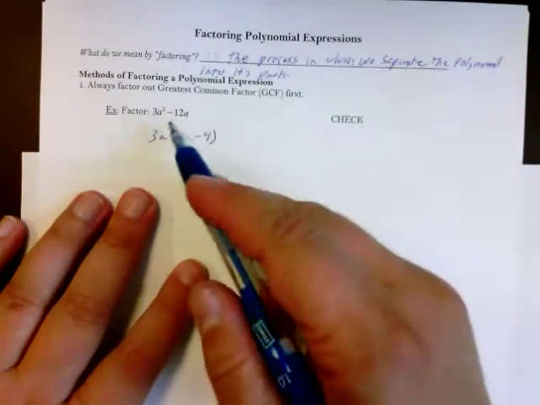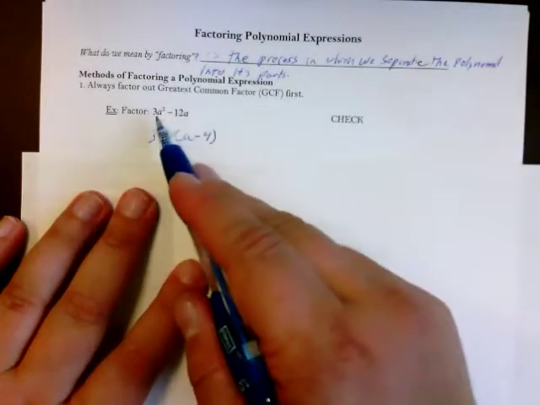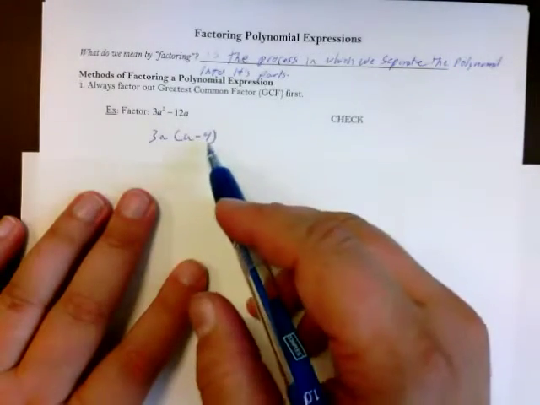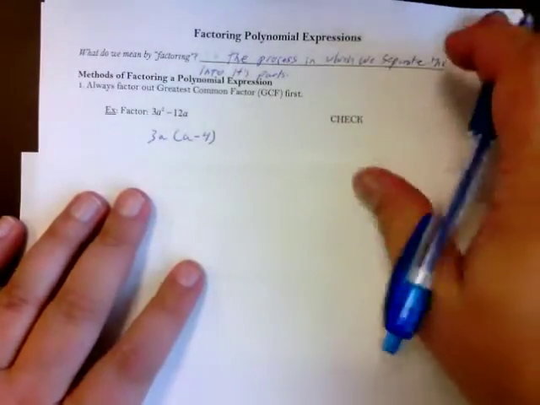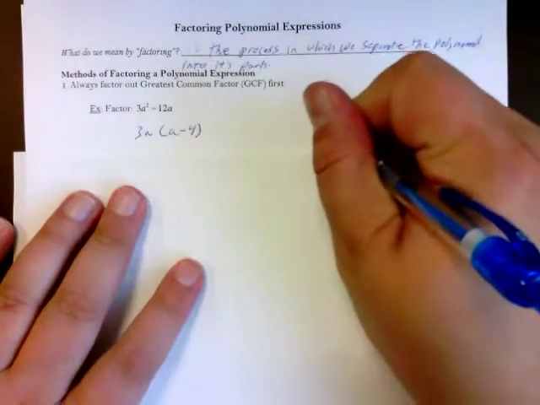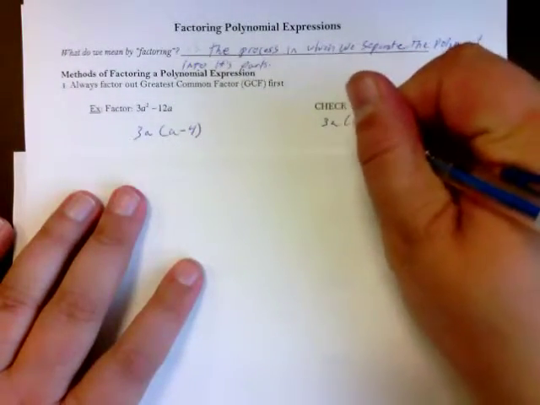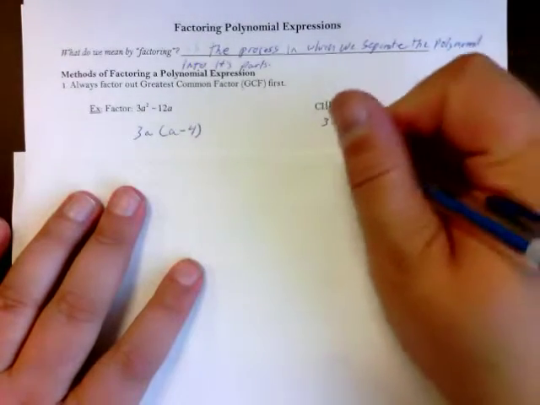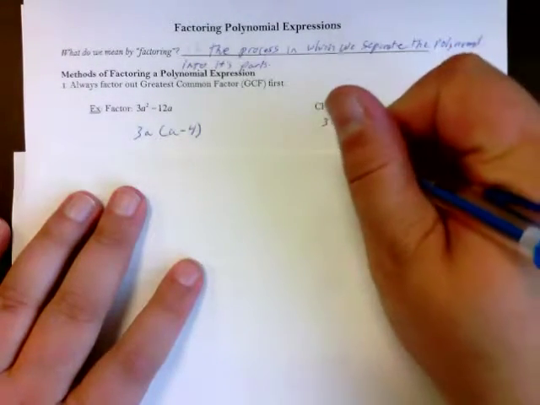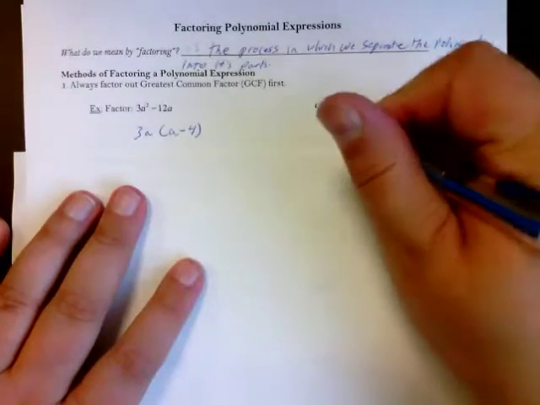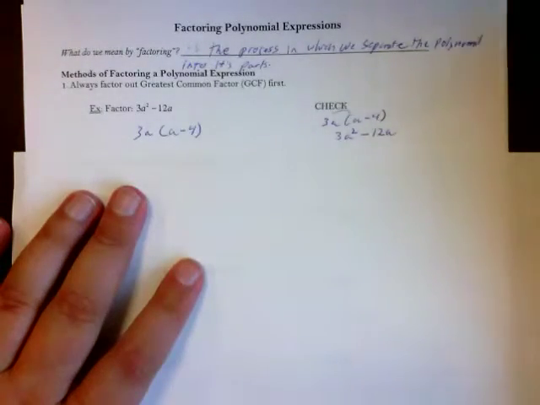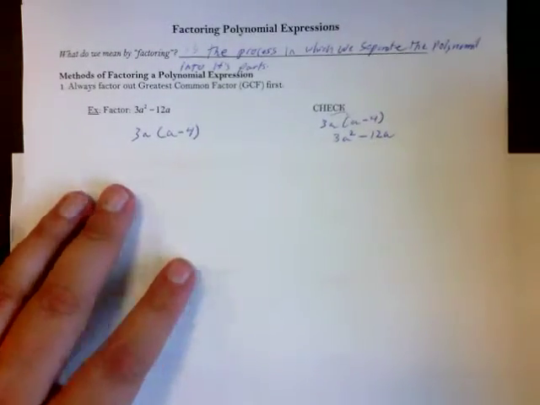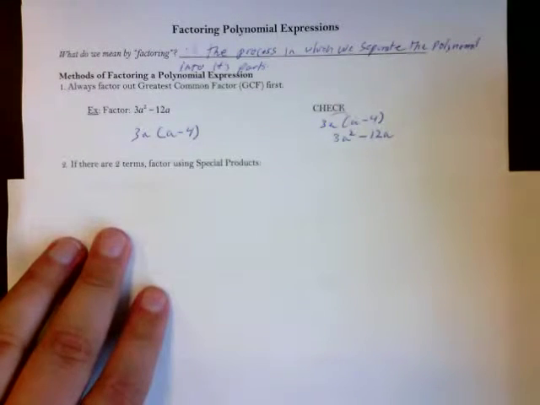Now, a common mistake is that students will take out a negative. We can't do that as 3a doesn't have a negative. So we have to make sure that what we're taking out is connected to what parts. And we can look at checking by multiplying back through, or distributing back through. 3a times a, of course, is 3a squared. And 3a times negative 4 is negative 12a. Alright, so that was a fairly easy one.